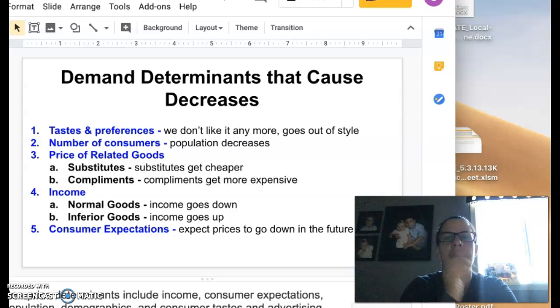Number 3, price of related goods. If demand is going to increase, that means that the substitute good got cheaper and I'm buying that. Or it also means maybe the complement good got more expensive, so I don't buy them together. With income, like I said earlier, with a normal good, demand will decrease when my income goes down, and demand will decrease with an inferior good when my income goes up. And then the last one is consumer expectations. If I think or expect prices to go down in the future, it's going to decrease my demand right now.